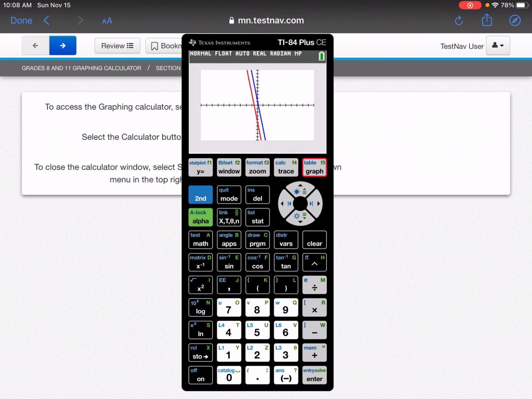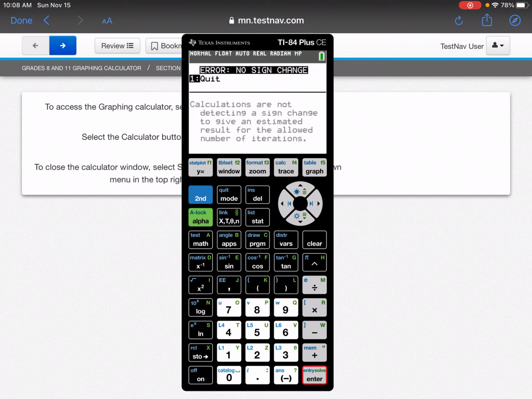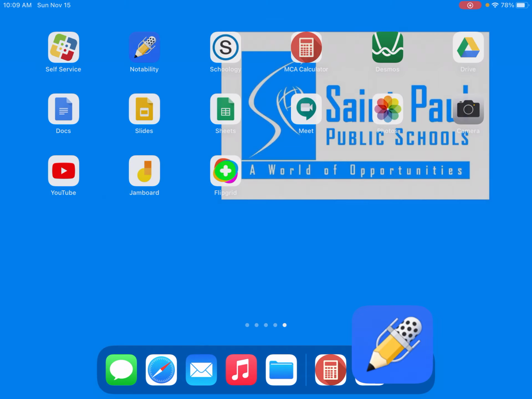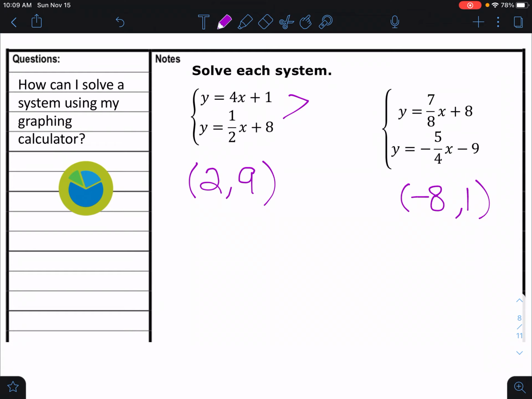If I try to calculate, I'll go second, calc, or trace, and then enter, enter, enter. And it says no sign change. That means they don't cross, there's an error. So this is where you're going to write no solution. If you have that, that means they're parallel, so there's no solution. You'll write no solution, or you can use the symbol for no solution if you'd like, which is that.